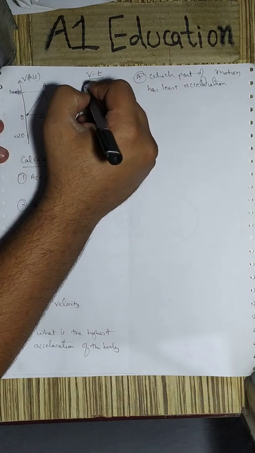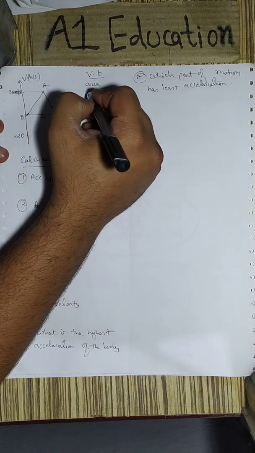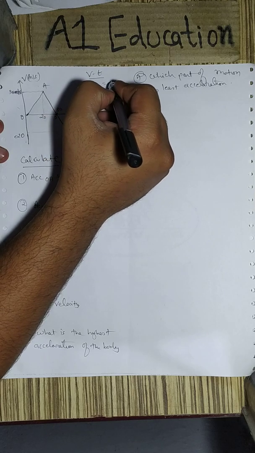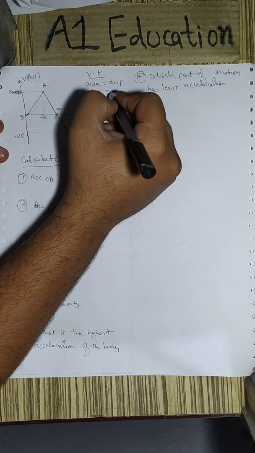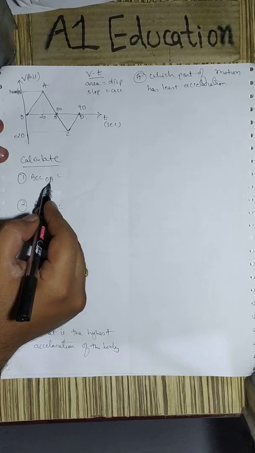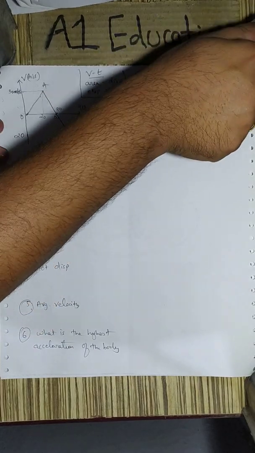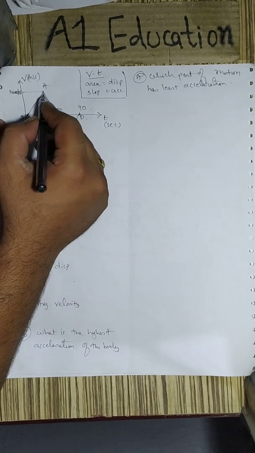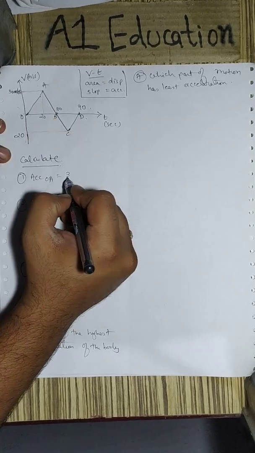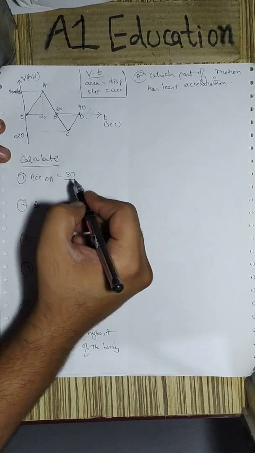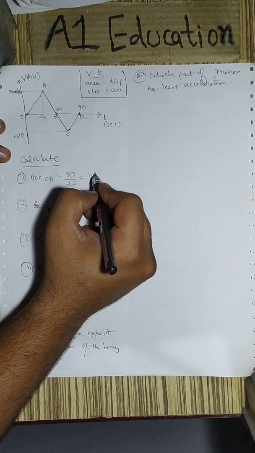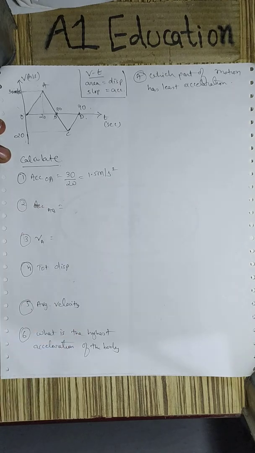So we can write down the conclusions. Area of the velocity time graph will give me displacement and slope will give me acceleration. Since I have been asked to calculate acceleration, I have to calculate slope. So the slope will be perpendicular, that is 30, over base, that is 20. So that is 1.5 meters per second square.